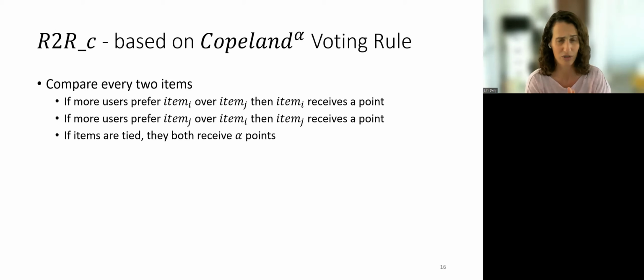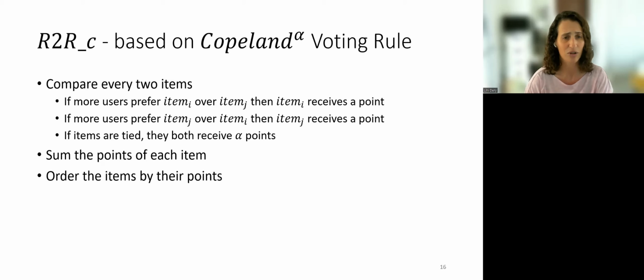The most common option is to set alpha to a half. And then you sum the points of each item, and you order the items by their points.